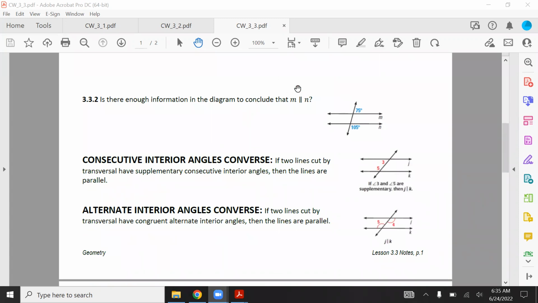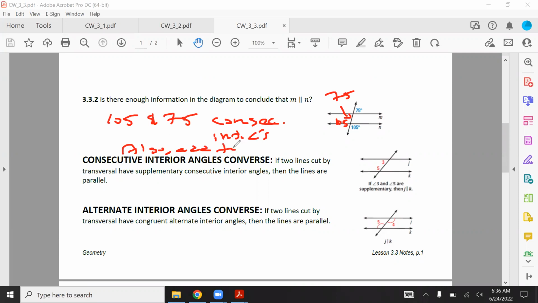Now, is there enough information to conclude that M and N are parallel? Well, let's find out. That's 105. That right there is 75. That's just using vertical angles. 105 and 75 are consecutive interior angles. Also, they add to 180. So guess what? Yes, we can make that conclusion.